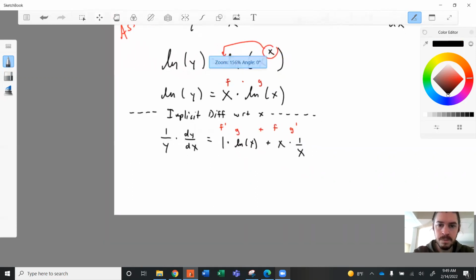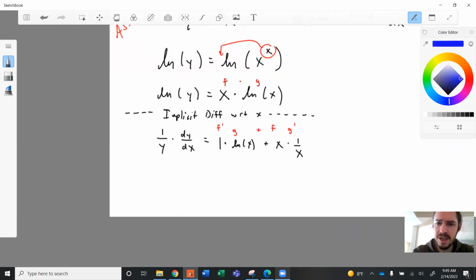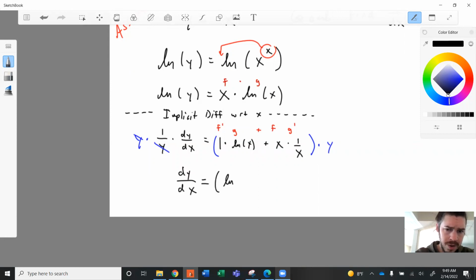All right. So in our next step, I'm going to take both sides of this equation and multiply them by y. Okay. And what that's going to have the effect of doing is canceling out the y, and we'll solve for dy over dx. There's a little bit of simplifying we can do here. We have natural log of x plus, and then instead of writing x times 1 divided by x, I'm actually just going to write plus 1.